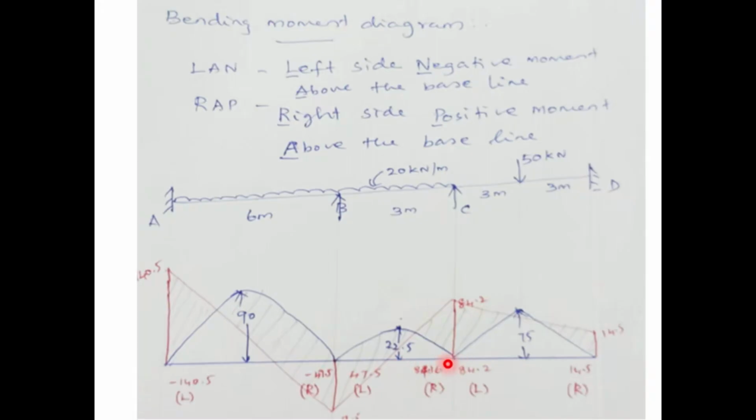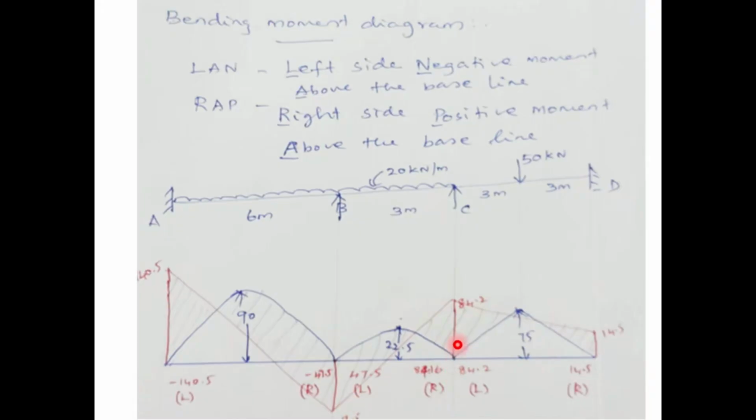That moment is MCB. What is MBC? MBC is 47.5. Left hand, you are getting plus 47.5. But left hand negative means above the baseline, and we are getting a positive value. Therefore, it should be below the baseline. Already at this B point itself, we have drawn one vertical straight line of value 47.5, the same point.